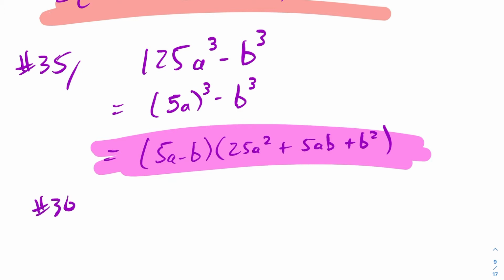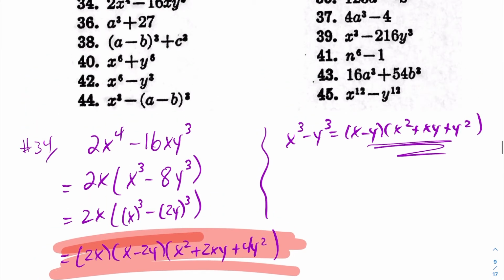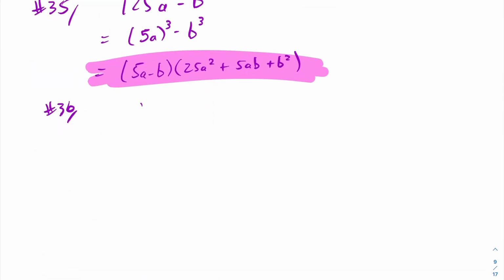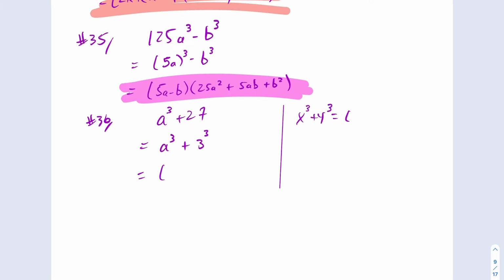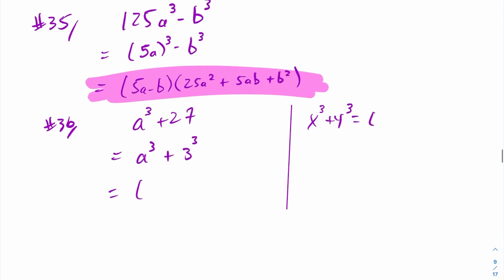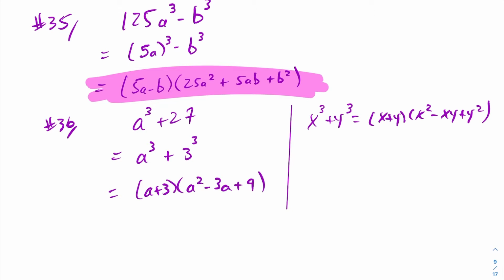Okay, let's look at 36. For number 36, here we have a cubed plus 27. Again, you want to write this as powers of 3. And this becomes a sum of cubes formula. The sum of cubes formula, if you'll notice, looks like this: x plus y, x squared minus xy plus y squared. So in this case here, this becomes a plus 3 times a squared minus 3a plus 9. And now we're factored again.